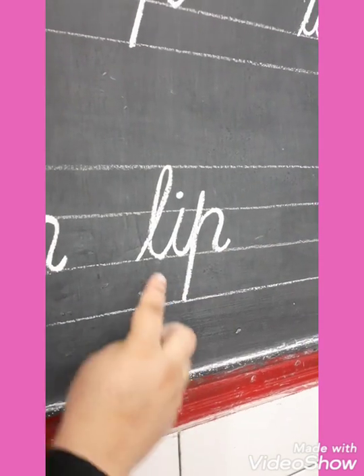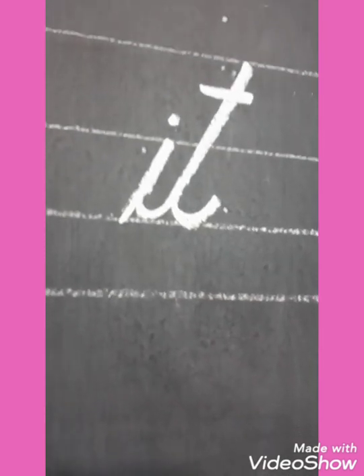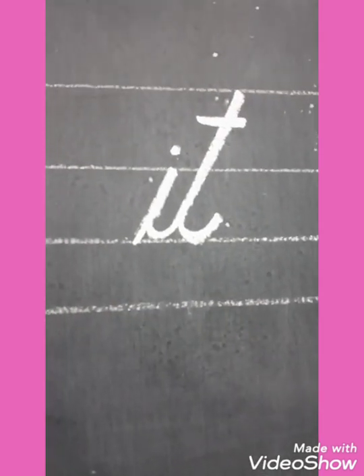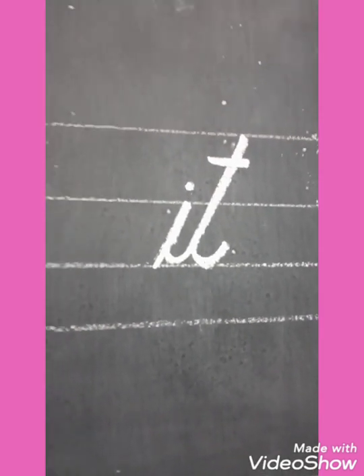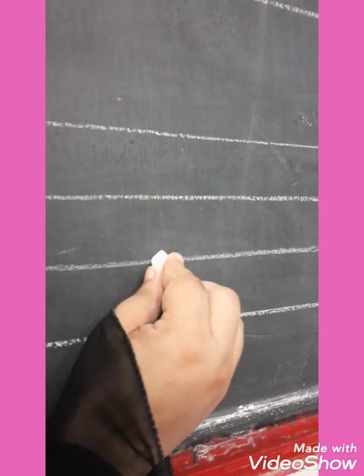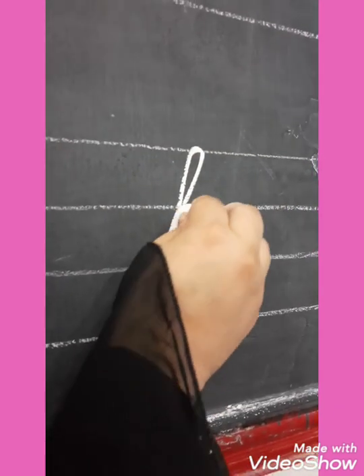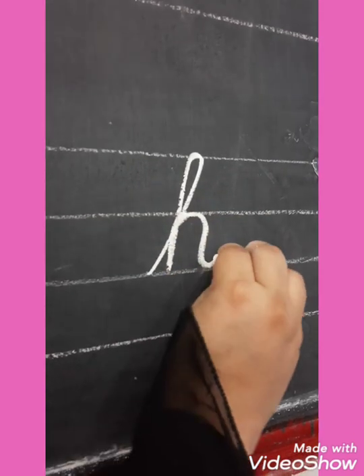Lip, lip. And your last sound is it. It sounds it. If the word is hit. H sounds h. So I have to write down A, H, go up, come down in a slant, again go up, round and make your small letter H.